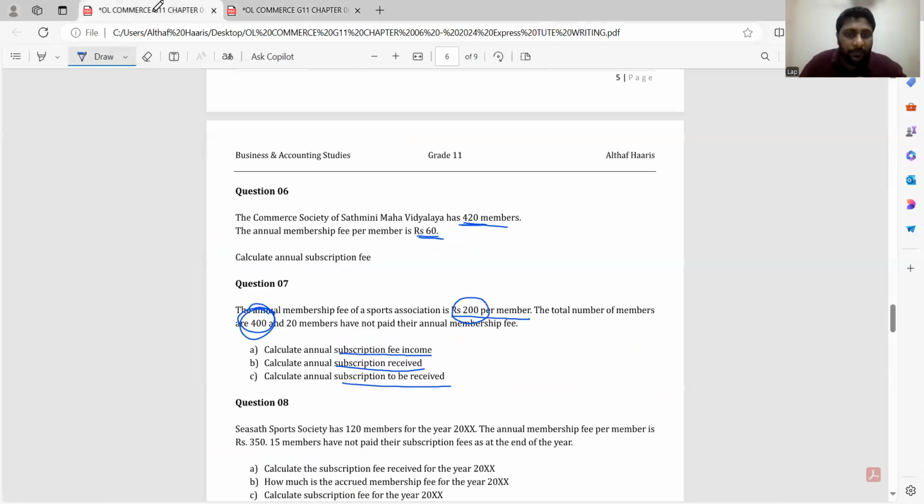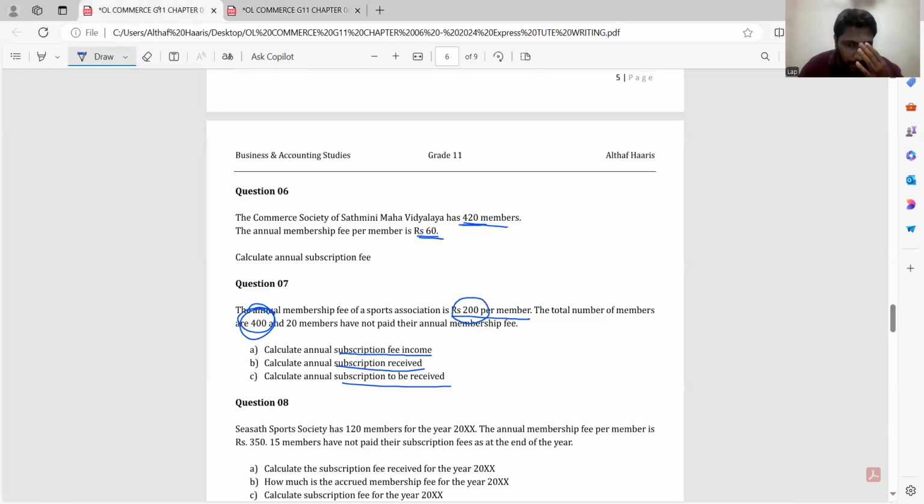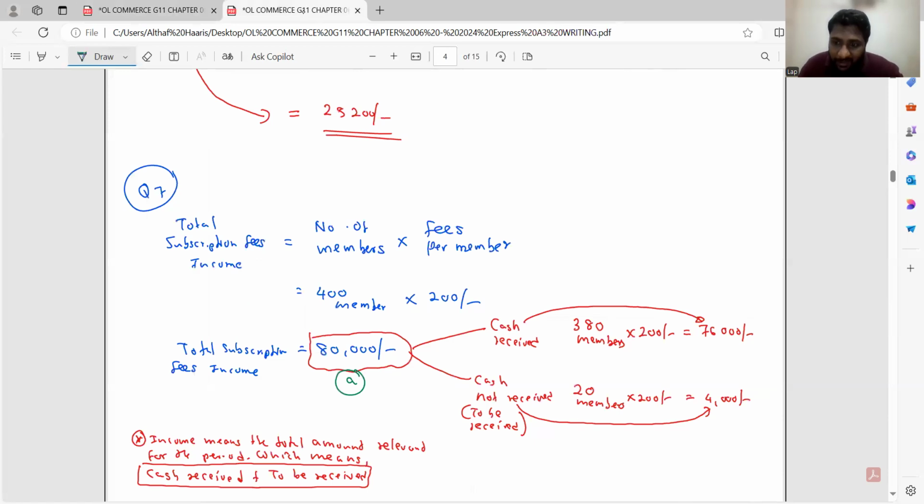First one, they're asking what is the total income. So that is the part A of the question. Part B, they're asking what is the total subscription received. 76,000. Part C, to be received 4,000. Write down.